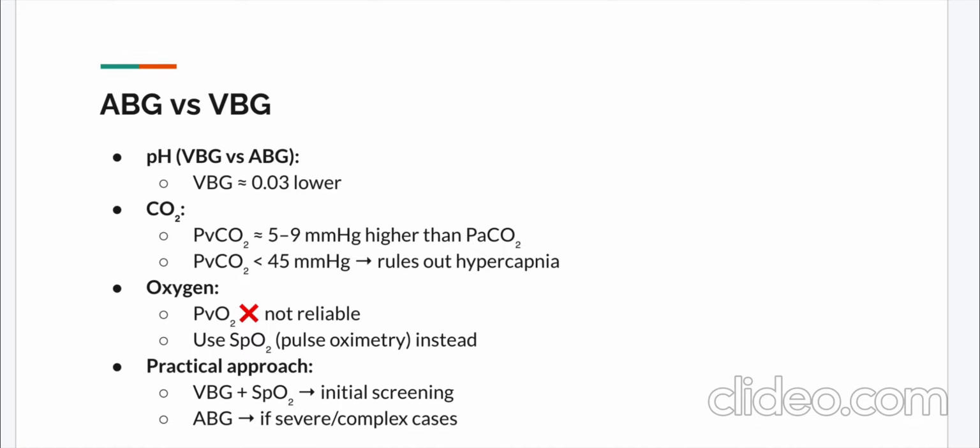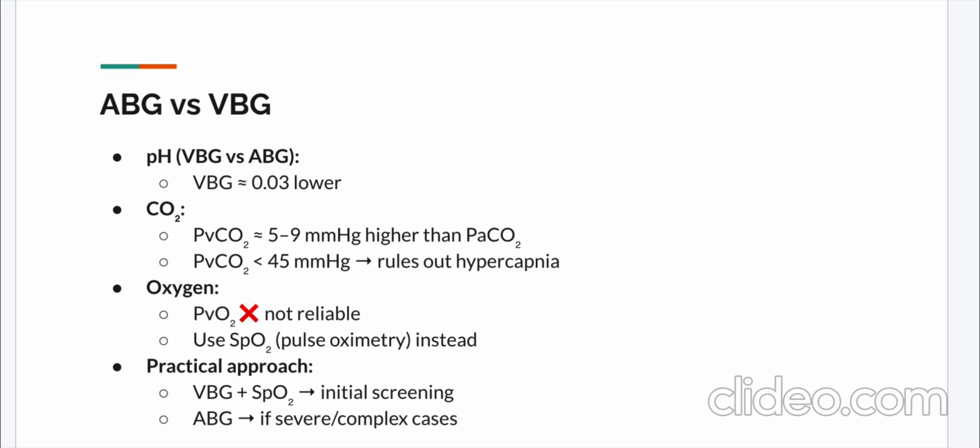But keep in mind, this is not an accurate way of assessing the CO2 level. What VBG can do is help you rule out hypercapnia. For example, if the CO2 level is less than 45 millimeters of mercury in the VBG sample, that will rule out hypercapnia. The next thing is the oxygen saturation, concentration, or partial pressure.